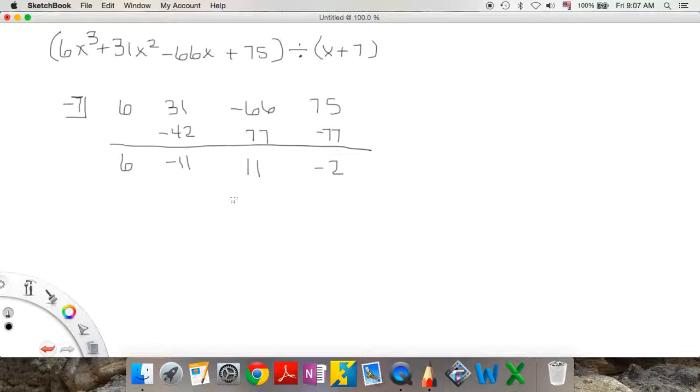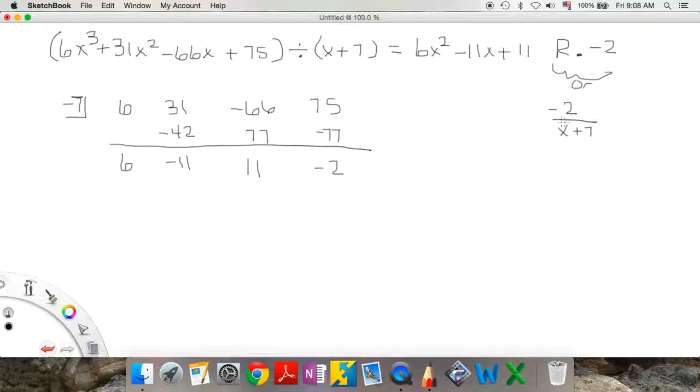So what does this mean? This means that this answer is 6x squared minus 11x plus 11, remainder negative 2. Or you can write the remainder as negative 2 over x plus 7.